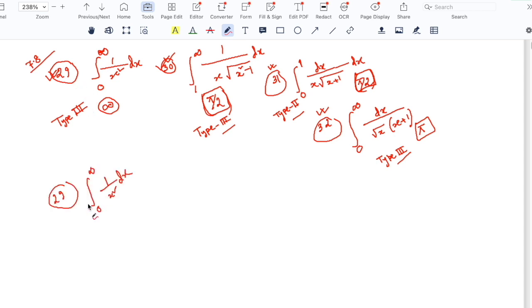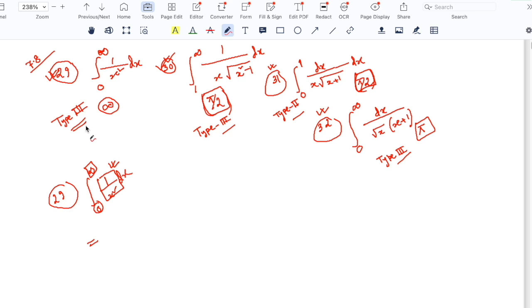In this video I will mainly discuss improper integrals of type 3. So let us first discuss problem 29. This integral is improper. Why? Because of the lower limit and the upper limit. If you put the lower limit for x, the integrand becomes infinity, so this is type 2. And for the upper limit infinity, this is type 1. So type 3 is actually an integral which is both type 1 and type 2.